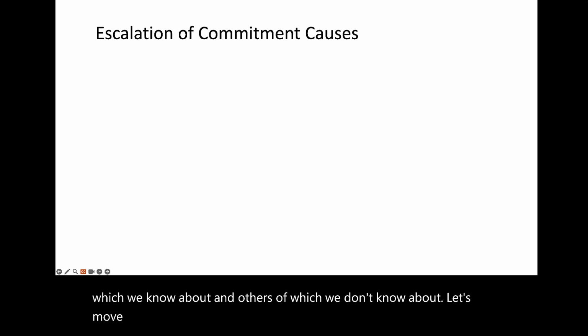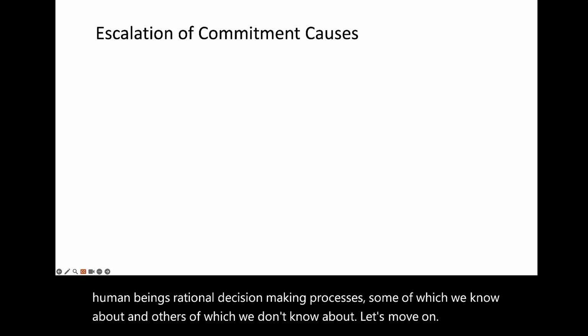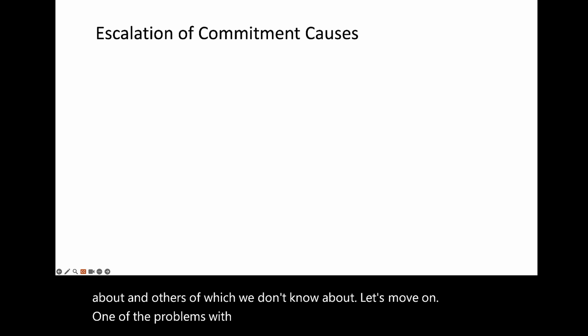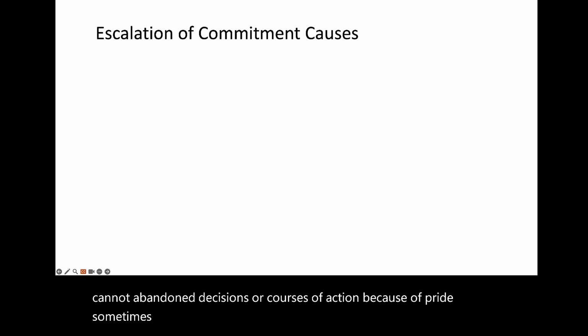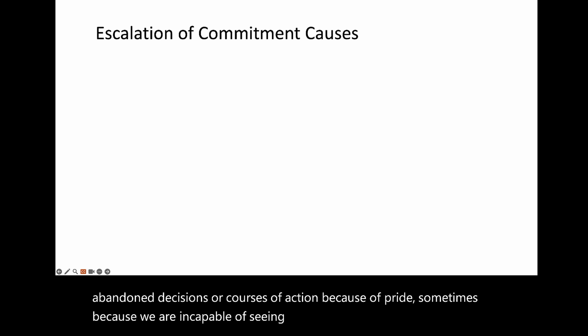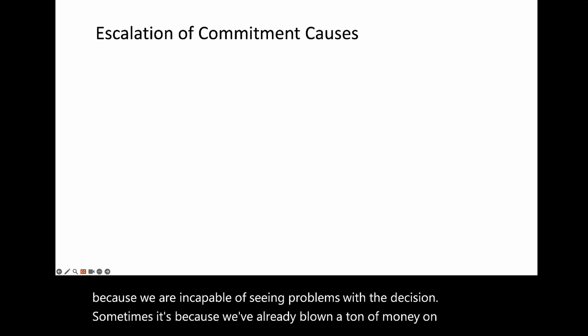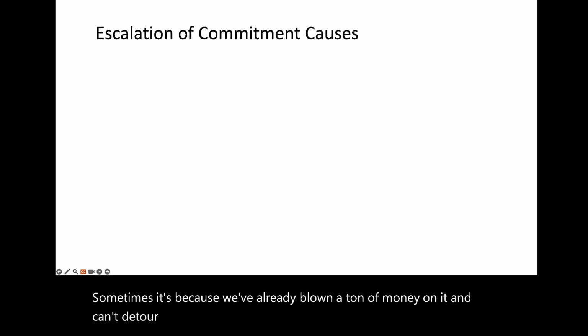One of the problems with decisions is that some are bad and we just cannot abandon them for one reason or another. Sometimes we cannot abandon decisions or courses of action because of pride. Sometimes because we are incapable of seeing problems with the decision. Sometimes it's because we've already blown a ton of money on it and can't detour now. And other times it's because of natural human tendencies that we all share. Here are some examples of escalation of commitment.